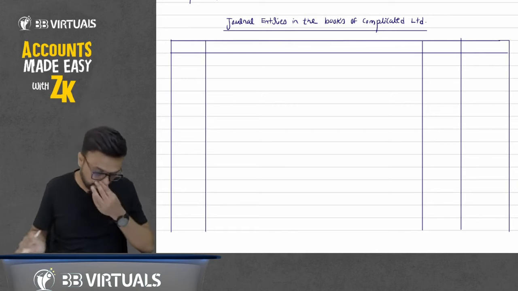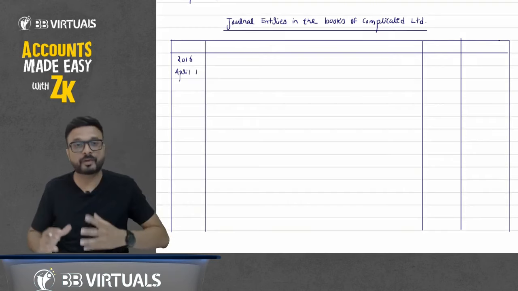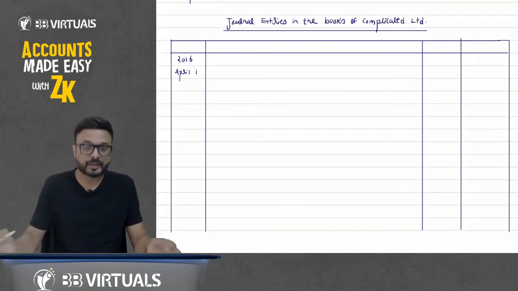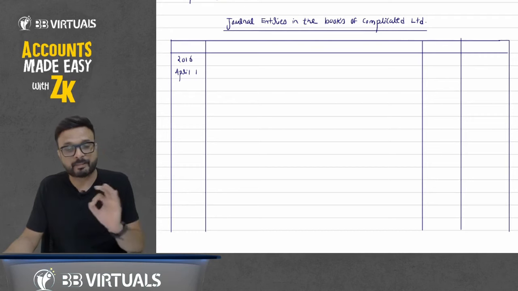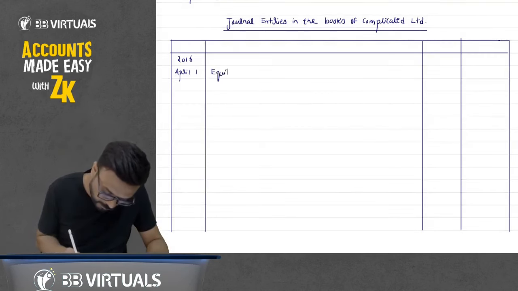Okay, now first entry, then 2016 April 1st. First we have purchase shares from the market. So what entry do we pass for it? Equity share buyback account debit to bank account. Equity share buyback account debit.